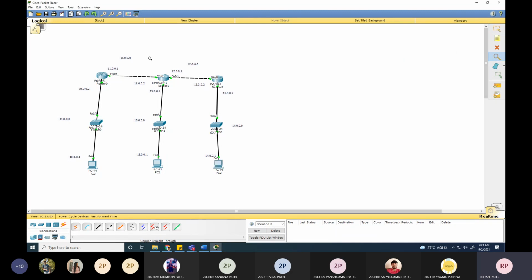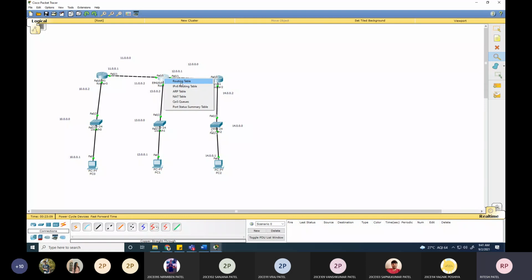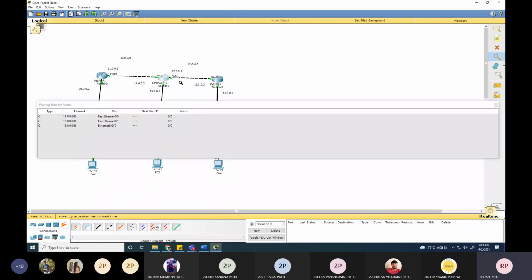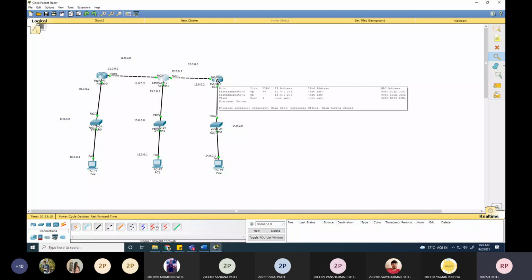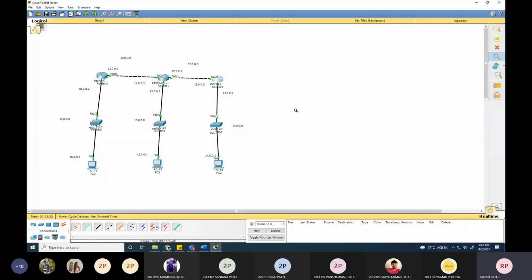Now I'll inspect the routing table. The routing table over here is 10 and 11. Perfect. The same way over here it has to be 11, 12, 13. Yes. Before you click, you must have in your mind what the routing table must be. So over here 12 and 14. Correct. So now today we will discuss dynamic routing protocol.